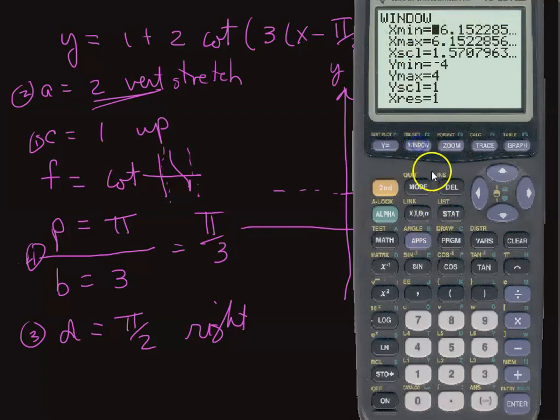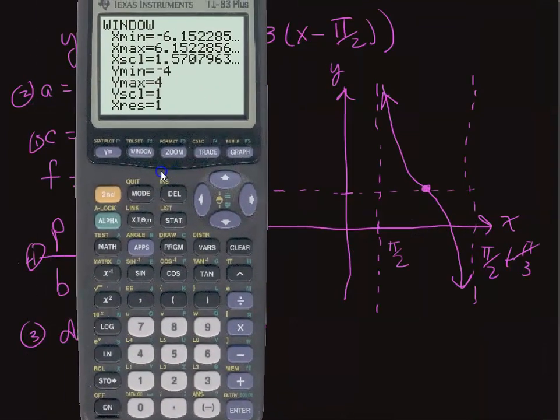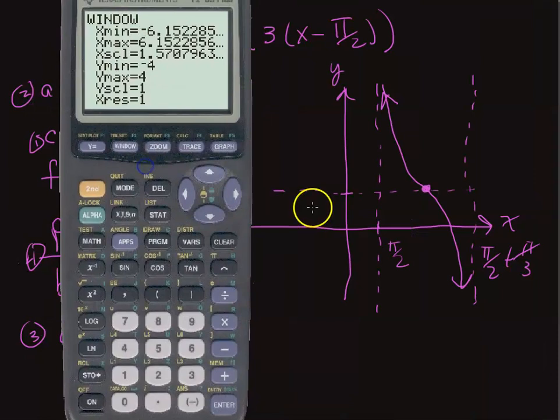What is the window? Well, let's see here. The x min is the left side at pi over 2. The x max is the right side, which is pi over 2 plus pi over 3. You can even put it in that way. Pi over 2 plus pi over 3.